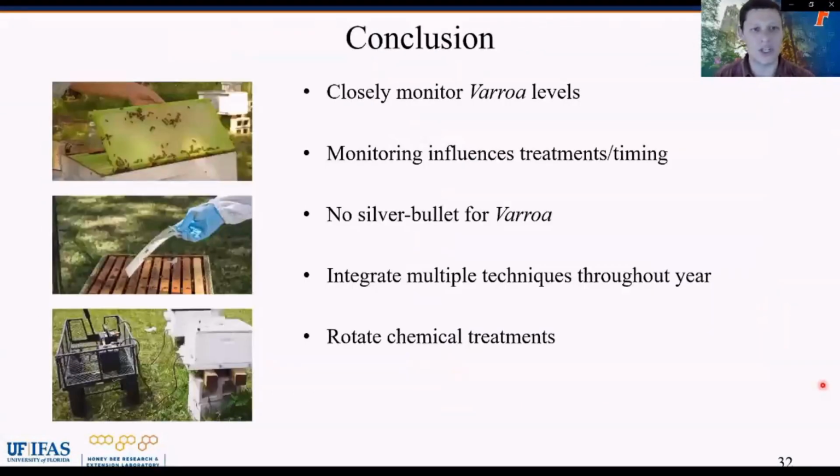So just in conclusion, I want you to make sure that you remember to monitor your Varroa levels, and be cognizant and aware of the treatments that you're using and the timing. Use different techniques throughout the year to control Varroa, not just chemicals. And if you are going to use chemical controls, be sure that you're rotating.